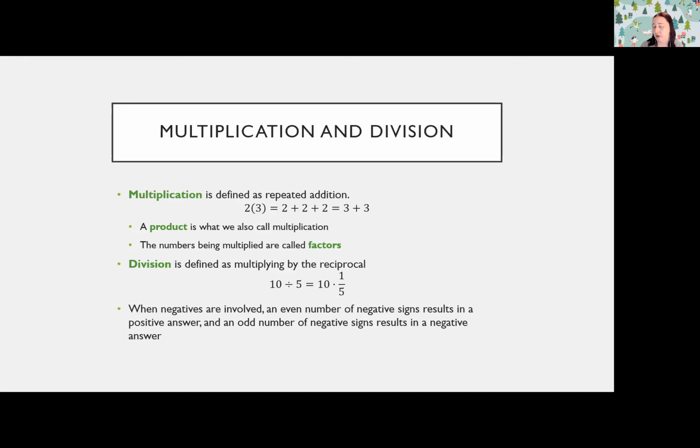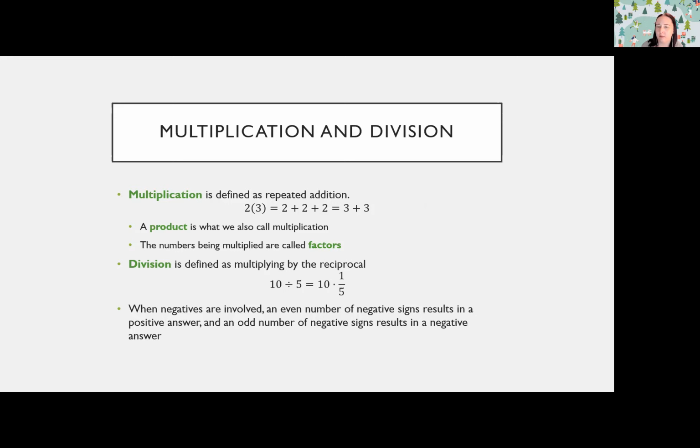So multiplication and division, things we can do to numbers. Multiplication is when you're adding repeatedly. So 2 times 3 can mean that you're adding 2 three times, but it can also mean you're adding 3 two times. You get the same answer either way. You'll see the word product. Product is multiplication. And the numbers that you're multiplying together are called factors.